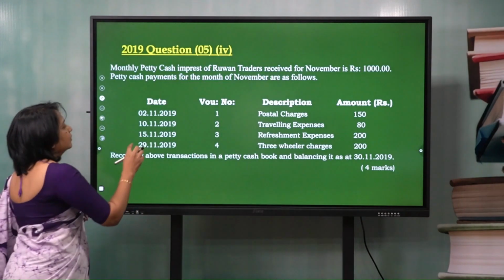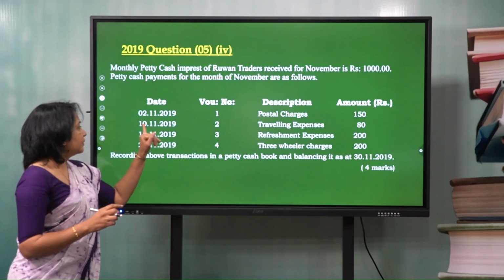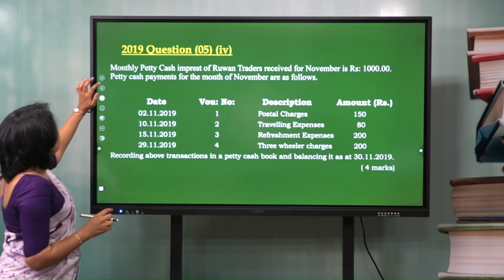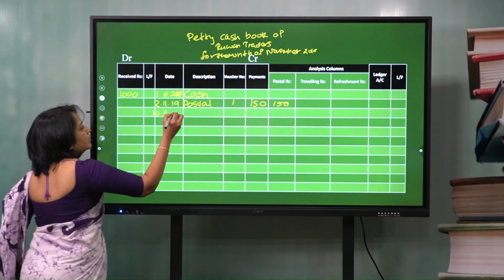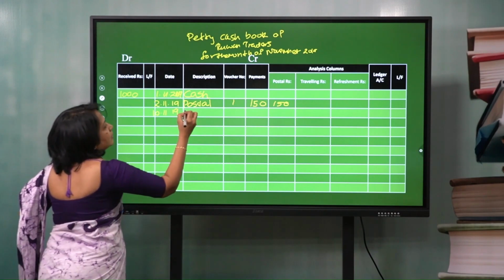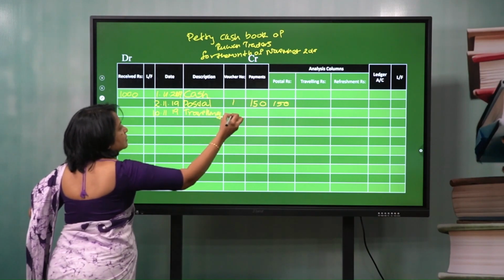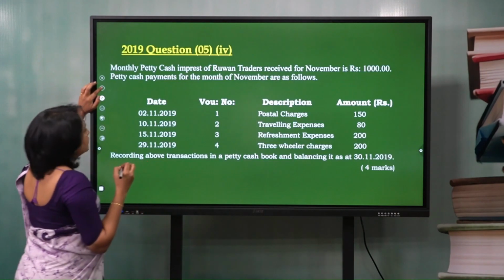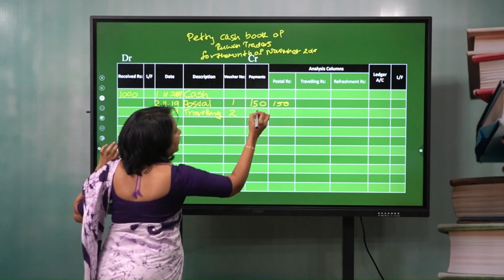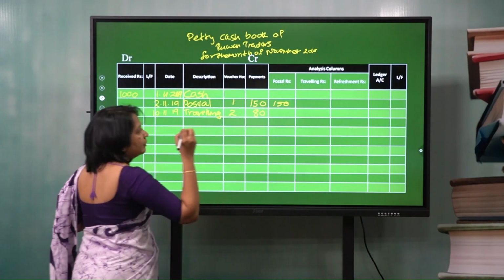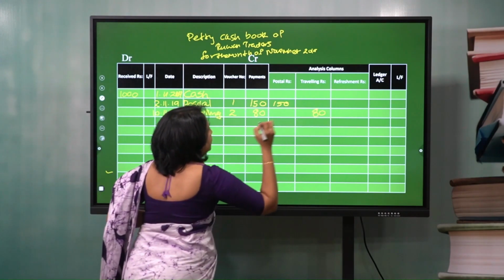Then we will say traveling expenses 80 rupees. They have done that on 10th November, and the voucher number is number 2. We will record that the transaction occurred on 10th November 2019 as traveling expenses, and the voucher number is 2, and they have spent 80 rupees. We have to write 80 rupees under the payment column, and we have to open another column as traveling to write this expense of 80 rupees.